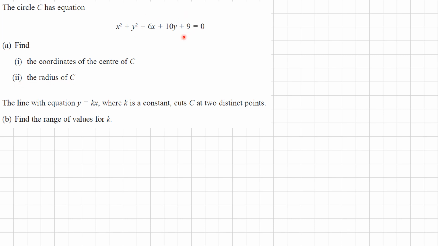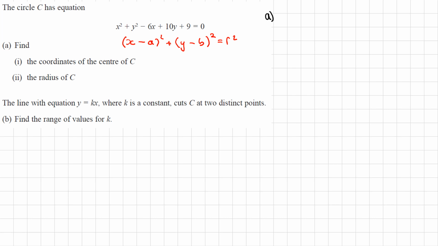Now, whenever we want to find information about the centre and the radius of a circle, we need to have its equation written in the right form. And that form is like this: x minus a all squared plus y minus b all squared is equal to r squared, where (a, b) is the centre and r is the radius. So we're going to go about writing this equation in that form.